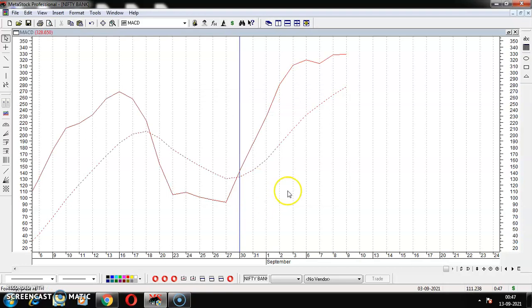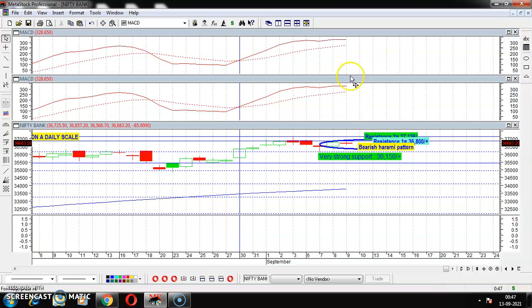So what the MACD says, there are two lines of the MACD. This is a MACD line and this is a dotted line. When the MACD line intersects the dotted line from below, technically we call this a buying signal. You see, this is a buying signal. The buying signal was generated on 30th October. So as far as the MACD is concerned, it is bullish. As long as the MACD stays above this dotted line, it will be known as bullish. So MACD is also bullish.